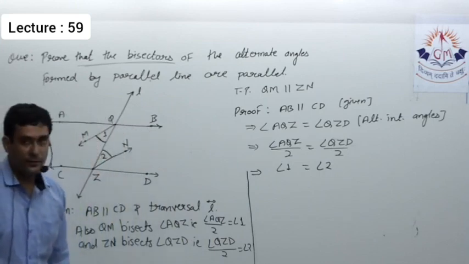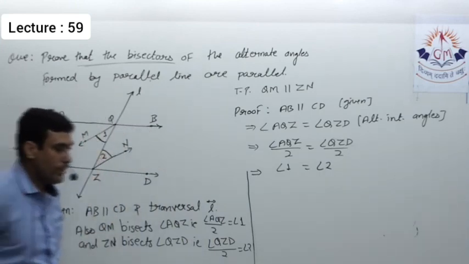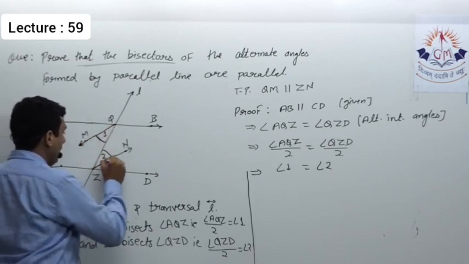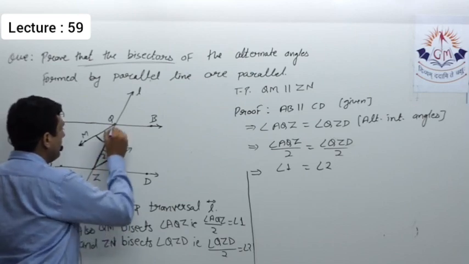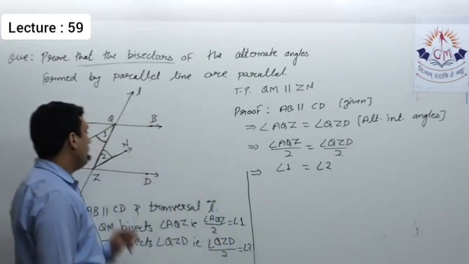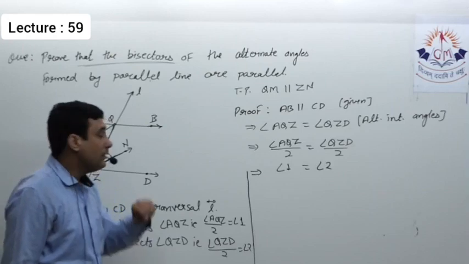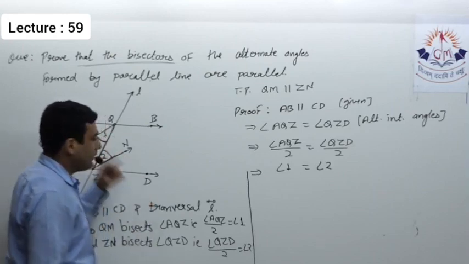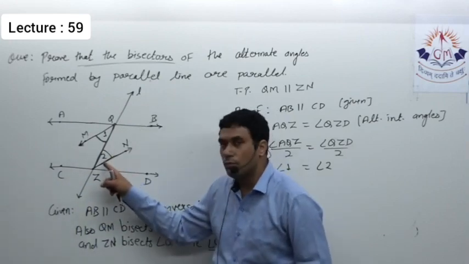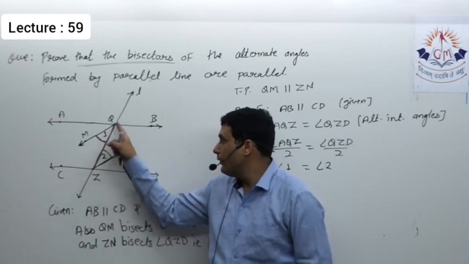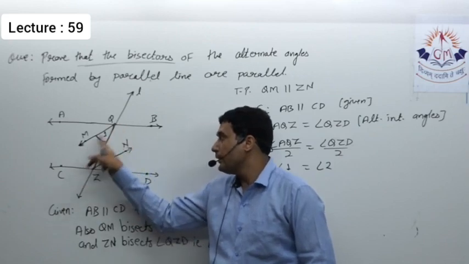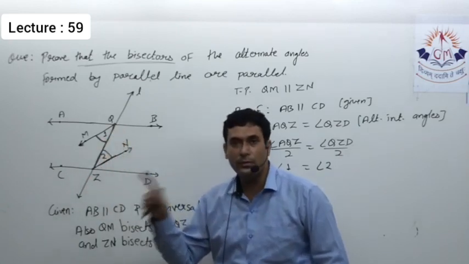Now what do I get from this? Here I proved 1 equal to 2. If I consider this a transversal for these two lines, 1 and 2 form a pair of alternate interior angles, and we know if the alternate interior angles formed by two lines with a transversal are equal, then the lines are parallel. So here, as 1 equal to 2 and these two are formed by transversal QZ with lines QM and ZN, therefore I can conclude that QM will be parallel to ZN.